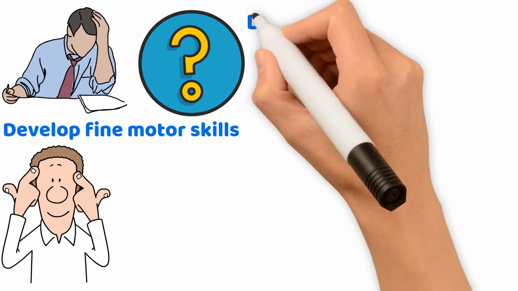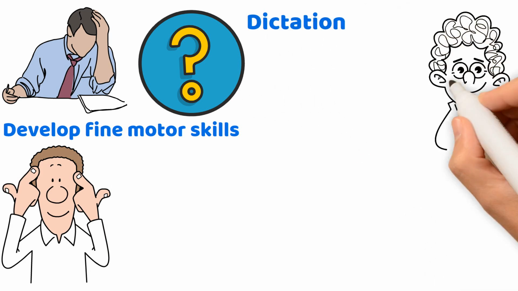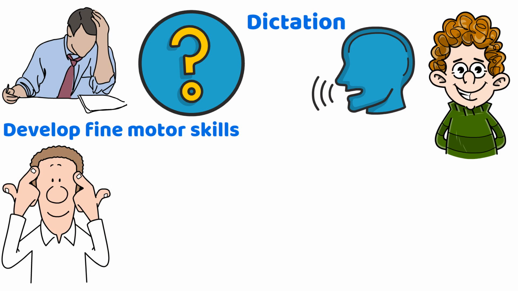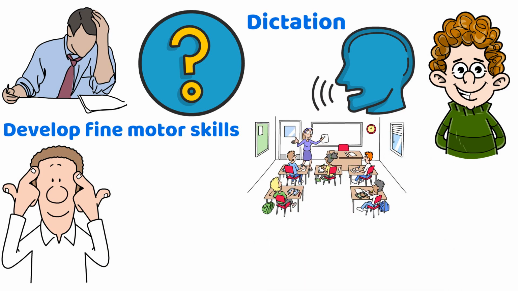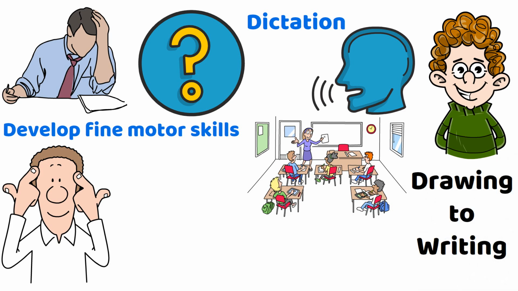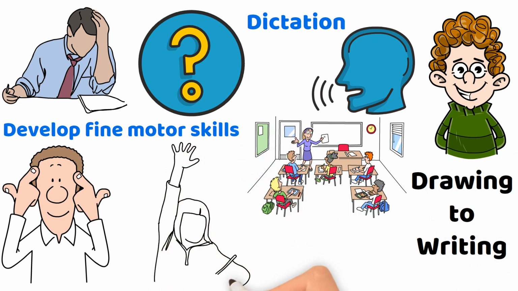Next up, we have dictation. As children's oral language skills blossom, they begin to dictate their stories, which is when the teacher writes and the child speaks. This stage serves as a bridge from drawing to writing, allowing children to focus on developing their language without the physical challenge of writing.